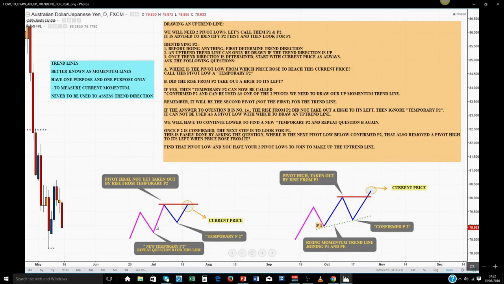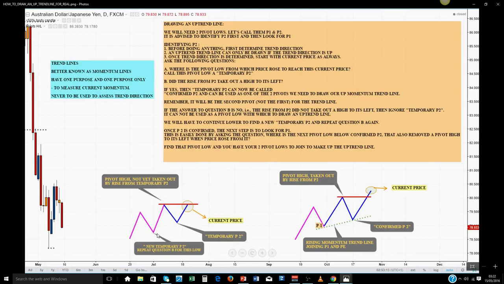When price rose from here, did it take out a pivot high up and to the left of itself? In this case, the answer is yes. So this would immediately become our new temporary P2. I hope that is clear enough.